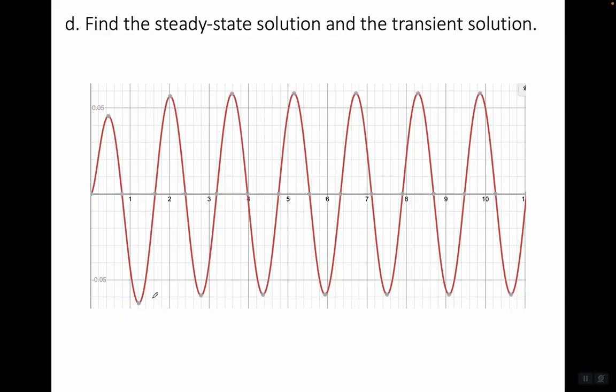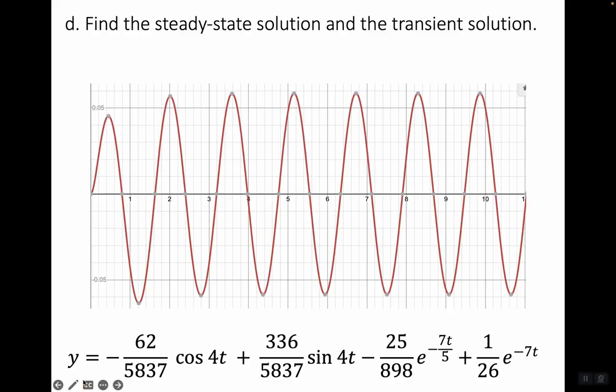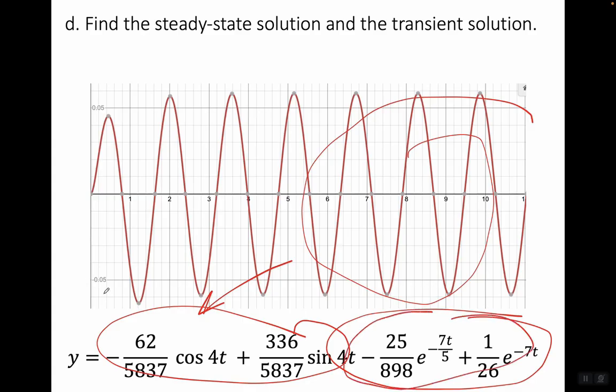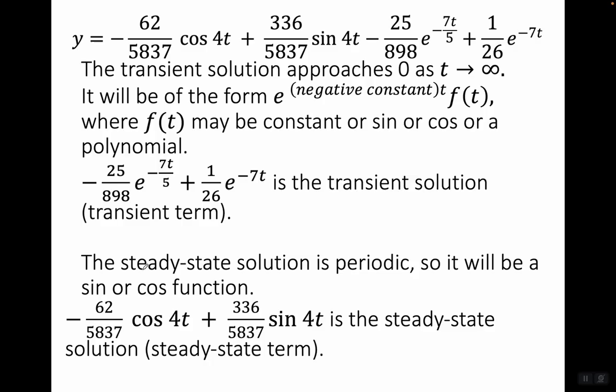Find the steady state solution and the transient solution. Okay, the steady state solution is going to be this part of the solution, and the transient solution is going to be this part of the solution. Why? Well, this part over here is essentially the negative 62 over 5837 cosine 4t, and so on. And this part over here, that's what's dragging down the function over here. More precisely, the transient solution approaches 0 as t approaches infinity. And so it's going to be of the form e to some negative constant times t times f of t, where f of t may be constant or sine or cosine or a polynomial.